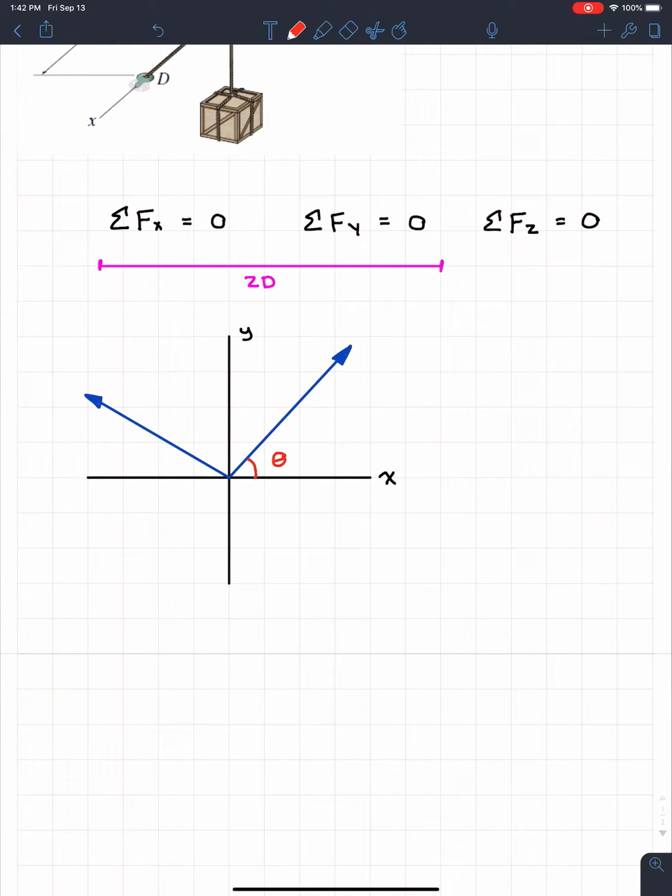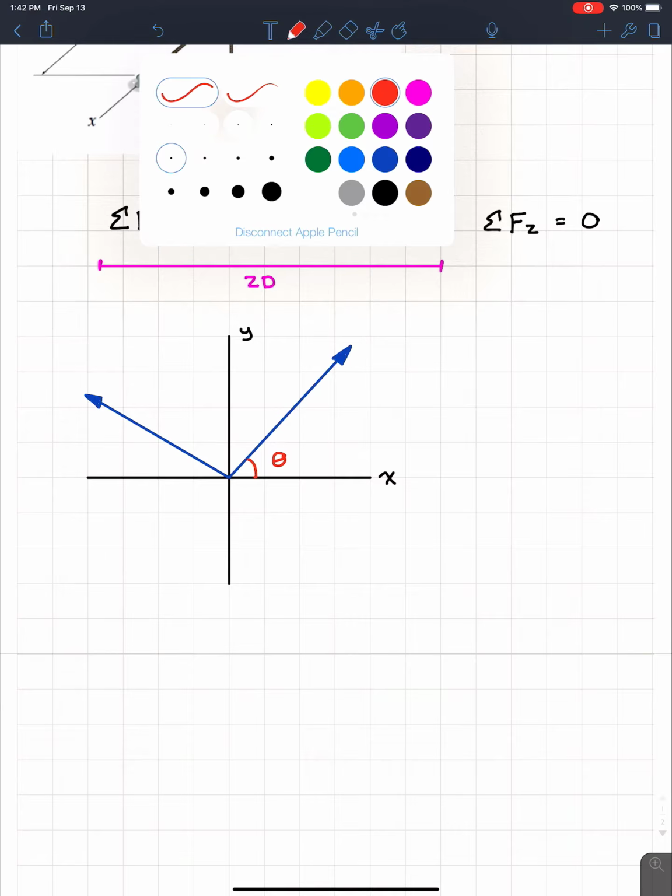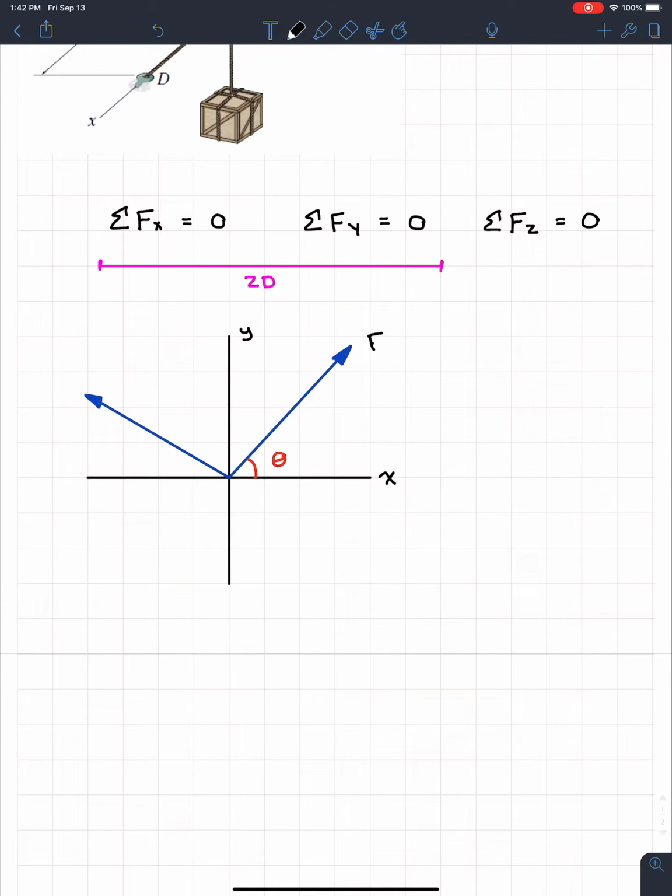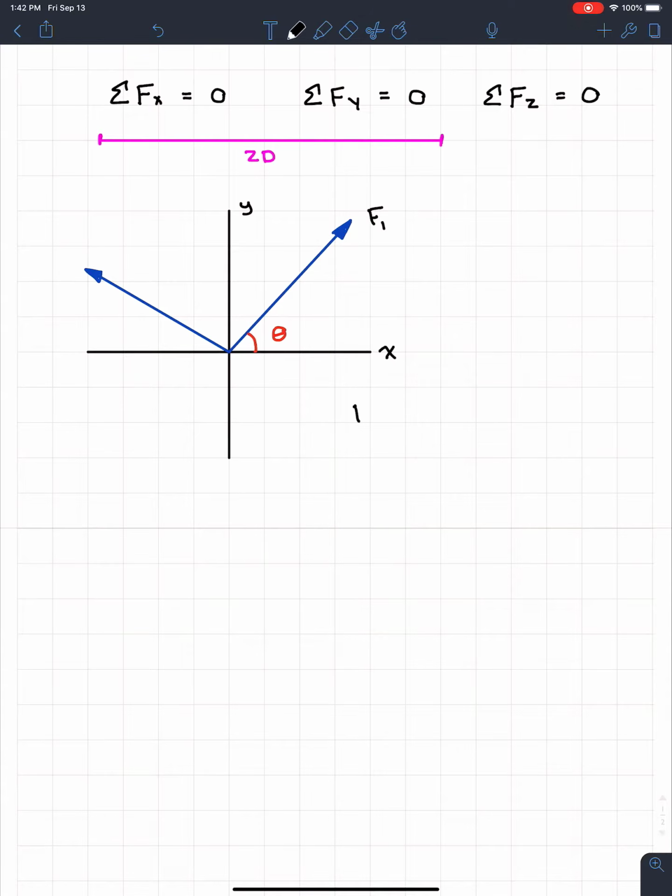We know the components of that vector, so let's label this one f1. We know that f1x, the x component of f1, is going to be equal to f times cosine of theta. And similarly, for f1y, the y component, it's going to be equal to f times the sine of theta. So, nice and easy.